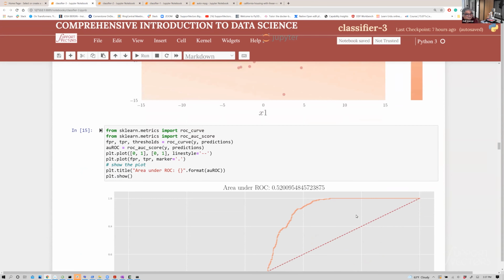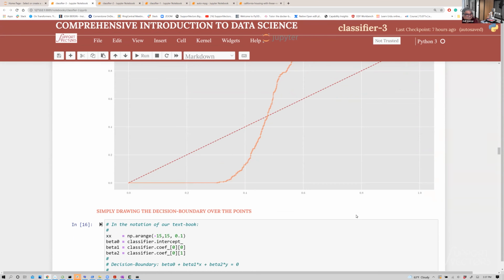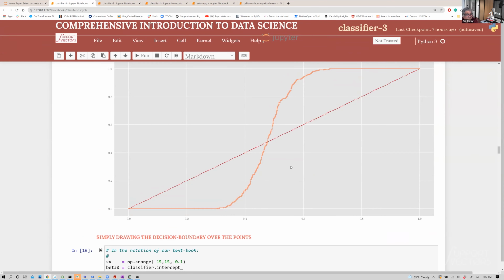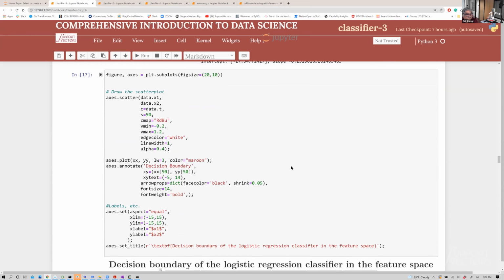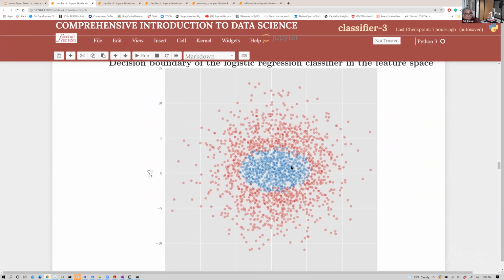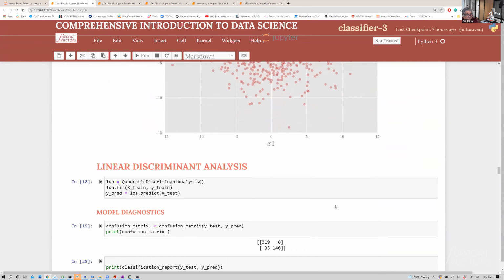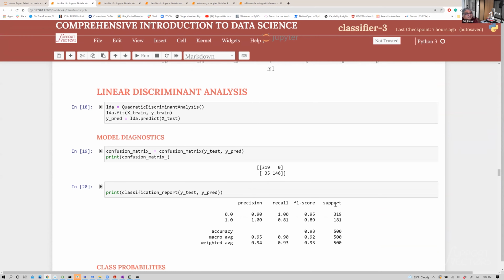It's the quack doctor. That's right. And the ROC curve is terrible. It's not working. Basically, logistic regression is not working. You can't even see the decision boundary. It's pretty bad. Then you do linear discriminant analysis.